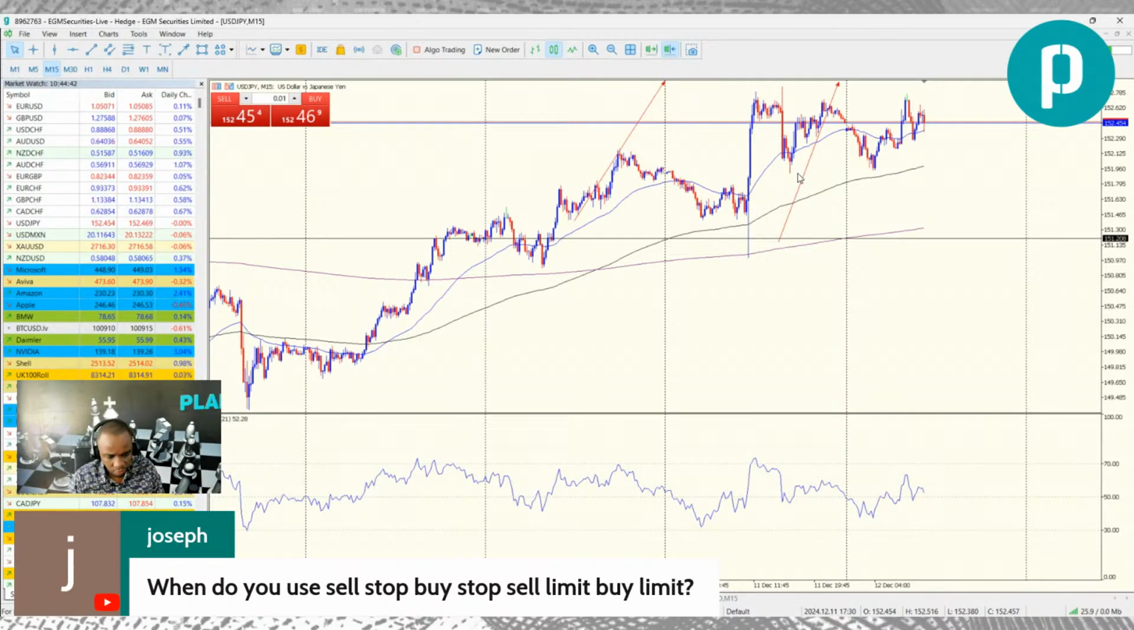When do you use sell stop, buy stop? Okay, a buy stop order is an order you place above. So for example, let me train this one. This one is a whole class now. Let's go to a demo account.